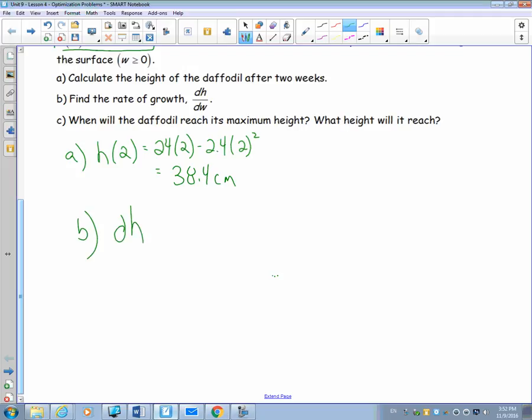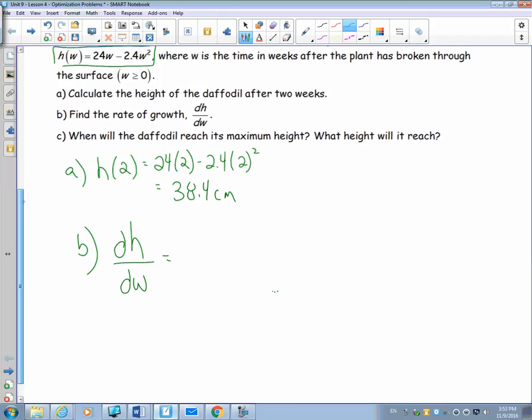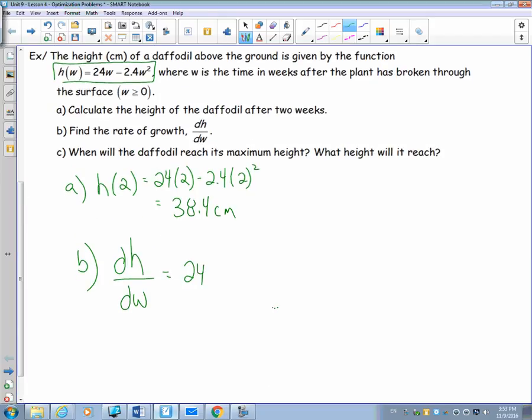So I'm looking at the derivative of h, the height, with respect to the number of weeks that pass by. This is just a power rule question. So we get 24 minus, well, 2 times 2.4 is 4.8, and subtract 1 from your exponent. So my rate of growth is given by 24 minus 4.8w. It's a nice straight line. The height is going to grow and grow and grow, but the growth rate is actually slowing down because it's a negative. And eventually it's going to stop. Your flower doesn't grow forever and ever and ever.